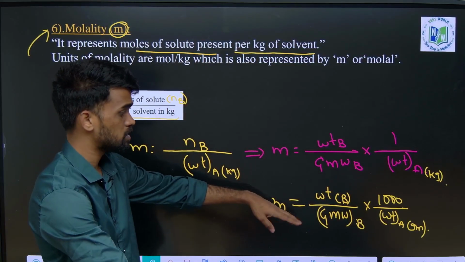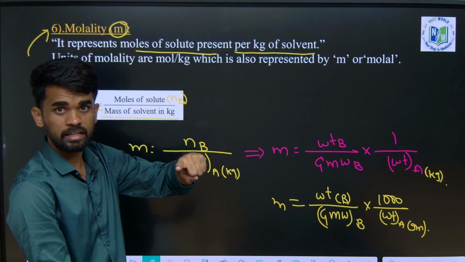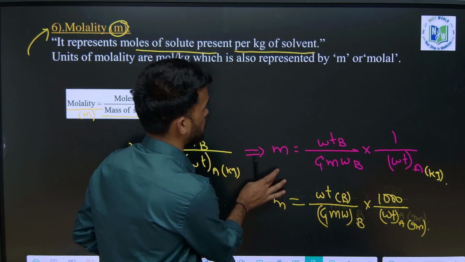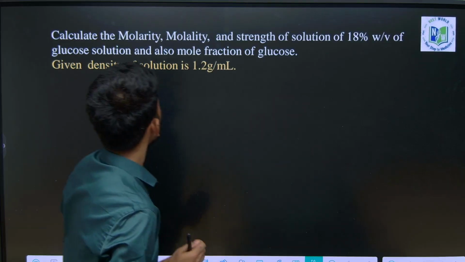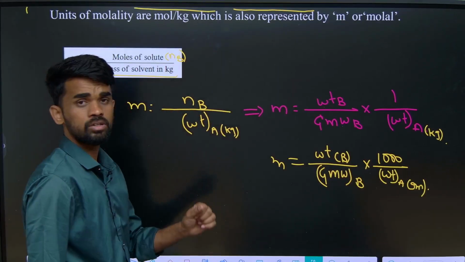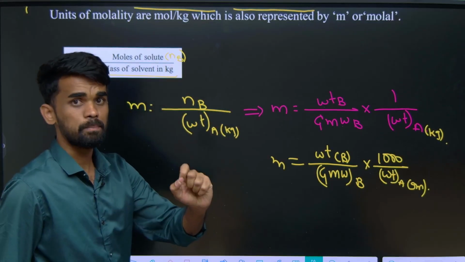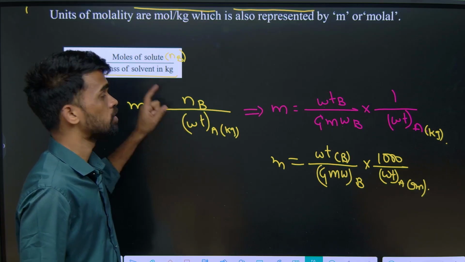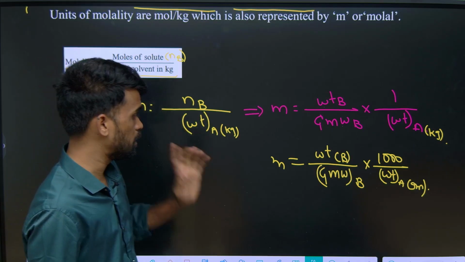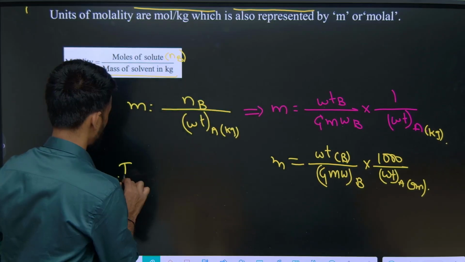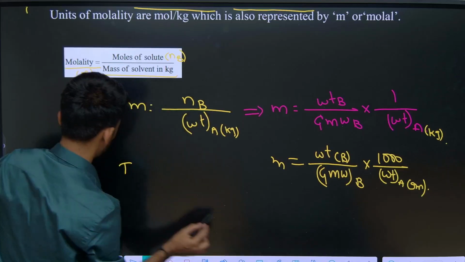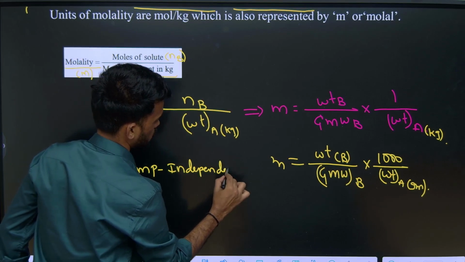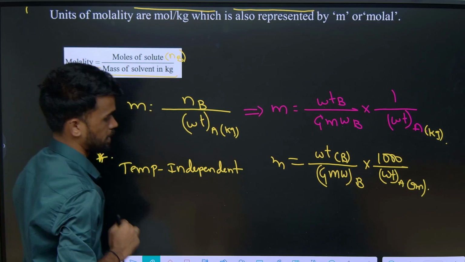While solving questions, we will be interlinking molarity and molality, both capital M and small m, and we will do some questions based on that. Now what about temperature dependence? I told you when there is a volume term, it will be temperature dependent. Is there any volume term in this formula? There is no volume term. Therefore molality, small m, is temperature independent. Make this a highlighted mark.